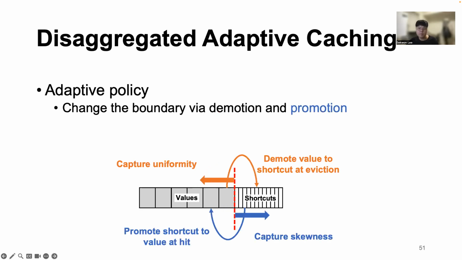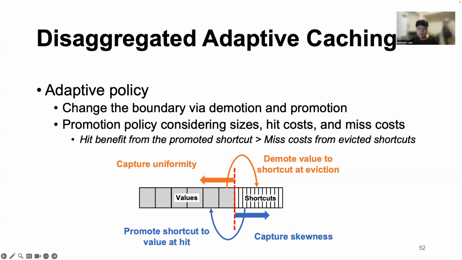And we expand the portion of the value cache by promoting shortcut entry to value at the hit from the shortcut cache. This promotion reflects the skewness of the workload. We provide a specific promotion policy, taking into account the trade-offs from the promotion based on cache data entry size, hit cost, and miss cost. Based on this policy, we do this promotion only when the hit benefit from the promoted shortcut outweighs the aggregate miss cost of the evicted shortcut.